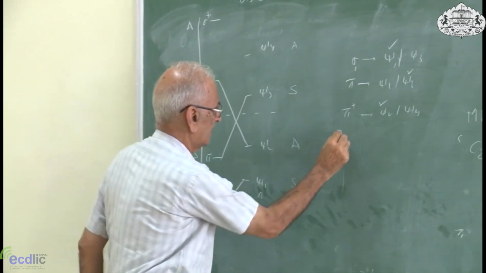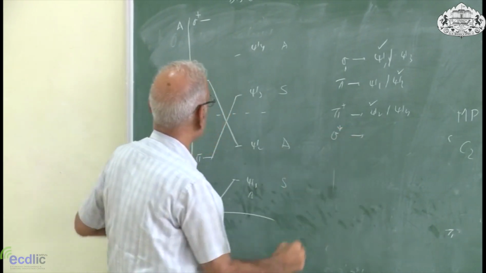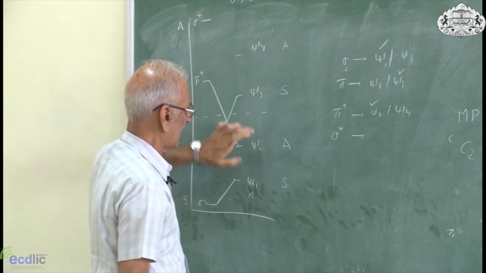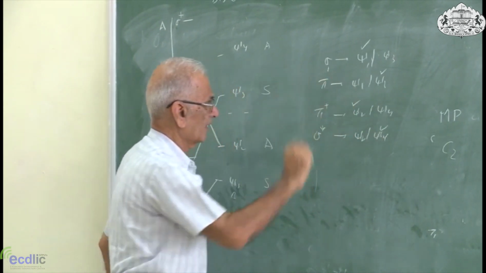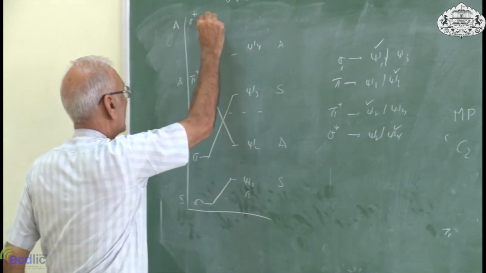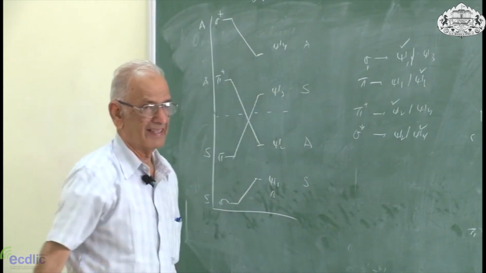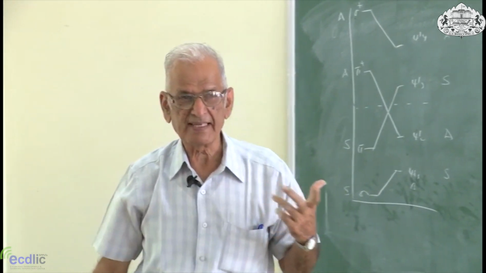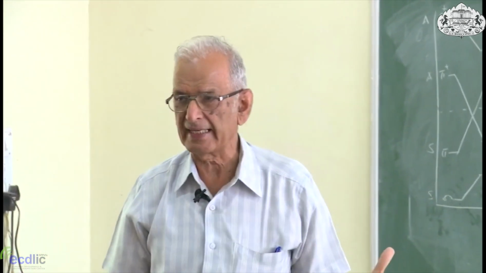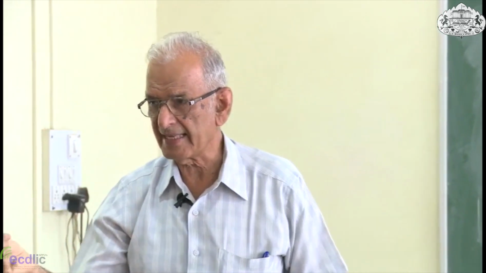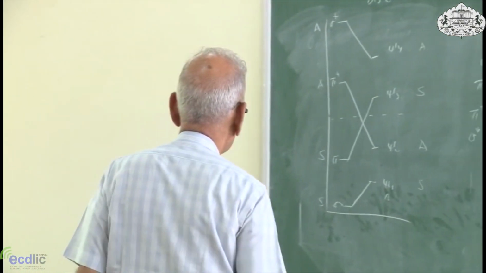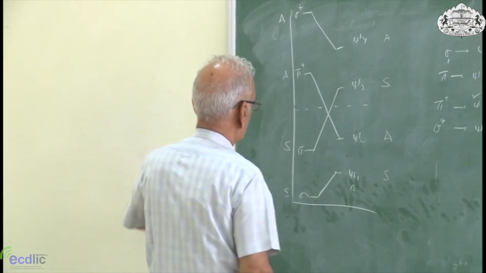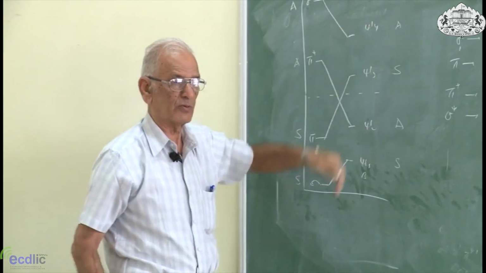And sigma star is anti-symmetric, so I can join to psi 4 or psi 2. Psi 2 is occupied, therefore I join it to psi 4. You will see that this correlation diagram is exactly the same as we did for orbital analysis. Joining is exactly the same. Whether I join from this side, whether I join from this side, story is the same.